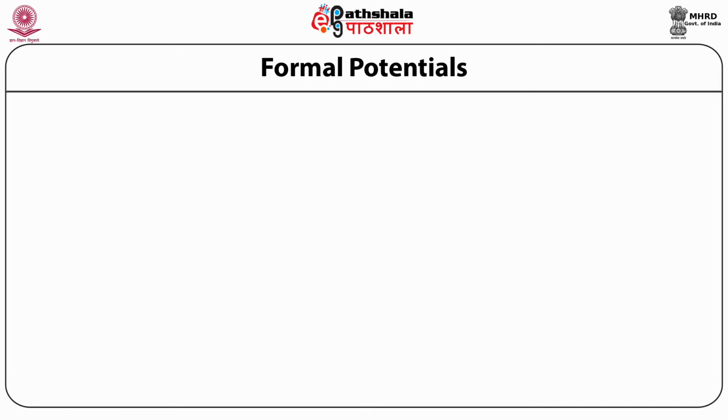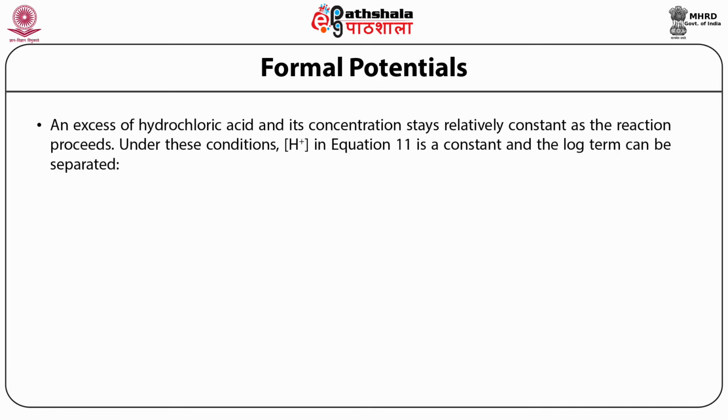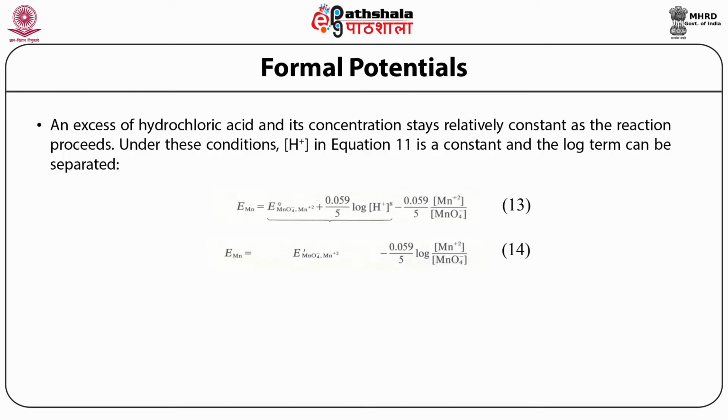When we use this reaction, we employ an excess of hydrochloric acid and its concentration stays relatively constant as the reaction proceeds. Under these conditions, the proton term in equation 11 is a constant and the log term can be separated, and we obtain equations 13 and 14, as you can see here. Equations 13 and 14 define the formal potential E dash for this couple. E dash is a constant which has a different value for each concentration of hydrogen ion.